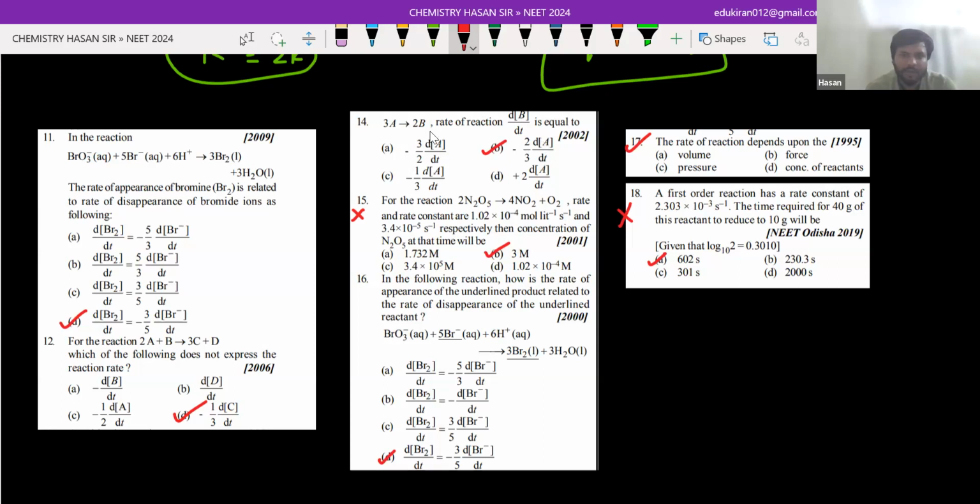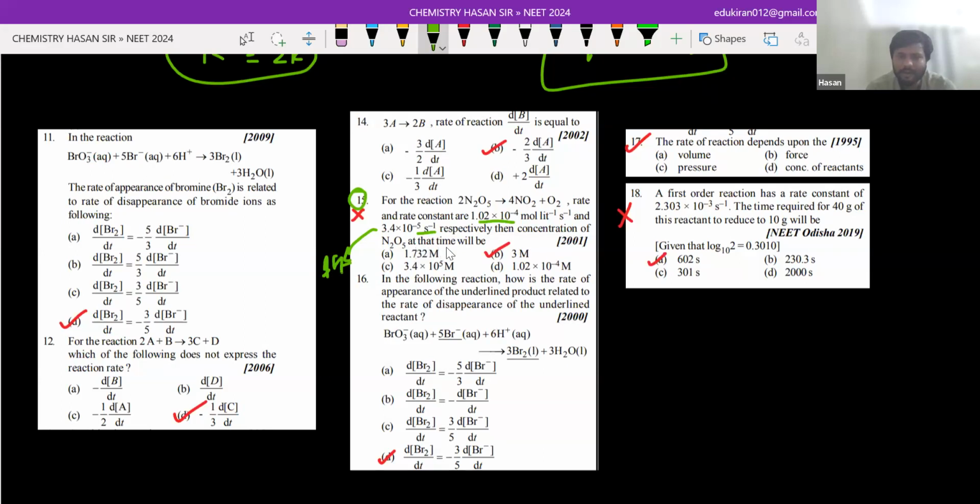Okay, so the one which is wrong is your 15, and 15 says that for the reaction N2O5 to 4NO2, you can see rate and rate constant. This is your rate and this is your rate constant per second. That means it is first order reaction. This is your first order reaction.